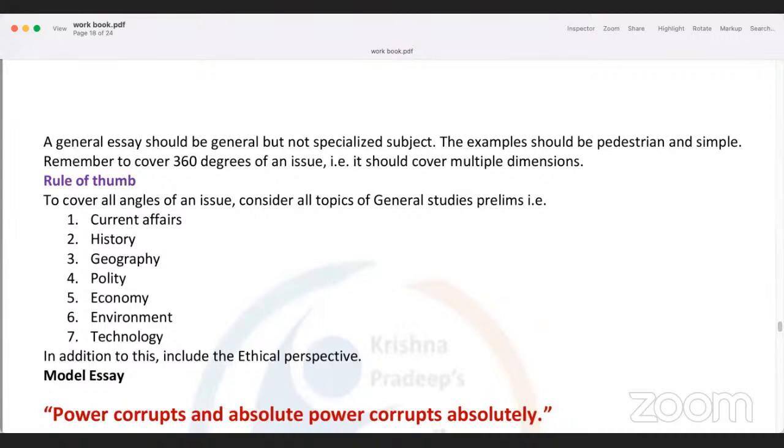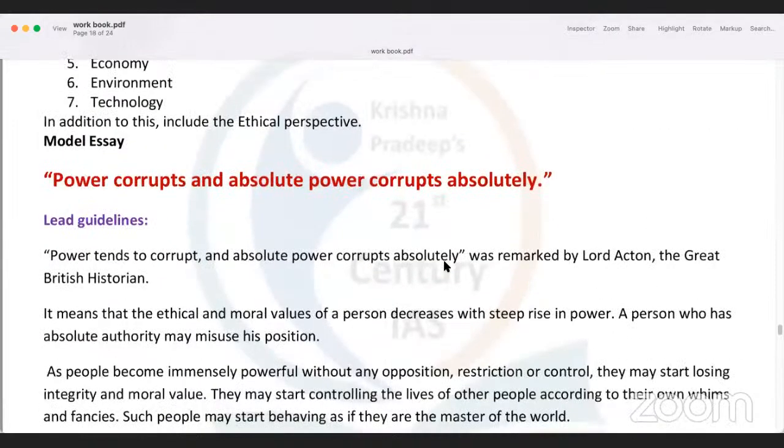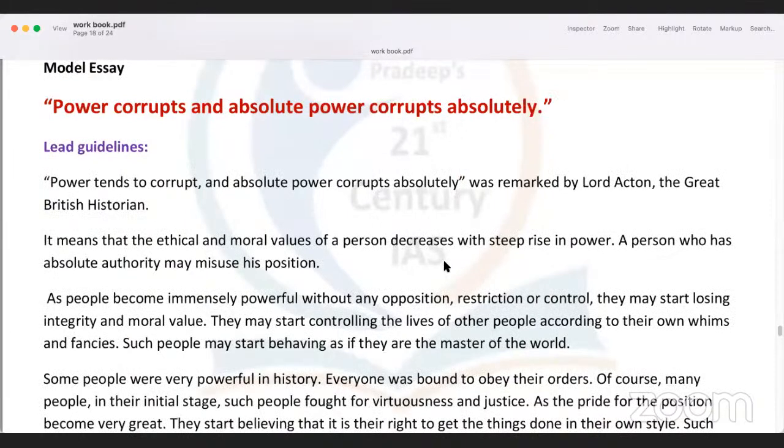So what are those 7 dimensions? Suppose you take an example of an essay. Suppose the question given is: power corrupts and absolute power corrupts absolutely. This is the statement given in the general essay. If you have the power, you will definitely get corrupted. Absolute power corrupts absolutely means if there is no limit on the power, there will be no limit on the corruption also. The higher the power, the higher the possibility of corruption. Absoluteness means no limits on the power. And this is a universal statement.